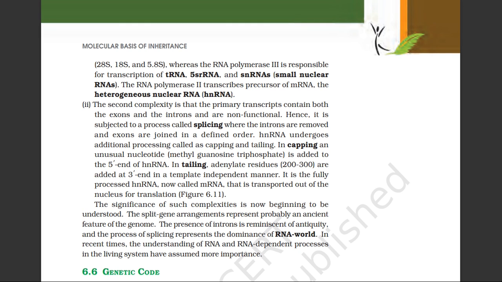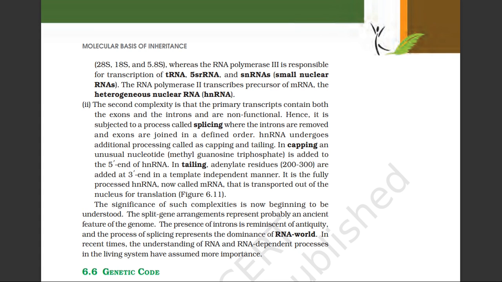It is the fully processed hnRNA, now called mRNA, that is transported out of the nucleus for translation, figure 6.11. The significance of such complexities is now beginning to be understood. The split gene arrangements represent probably an ancient feature of the genome. The presence of introns is reminiscent of antiquity, and the process of splicing represents the dominance of RNA world. In recent times, the understanding of RNA and RNA-dependent processes in the living system has assumed more importance.